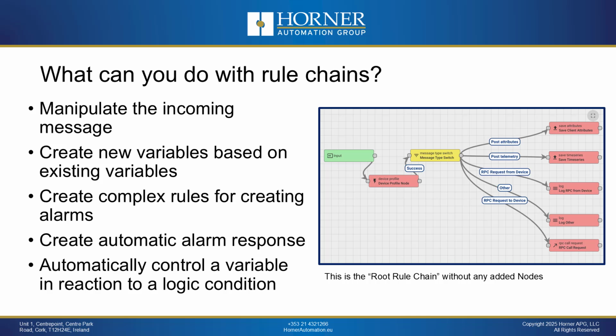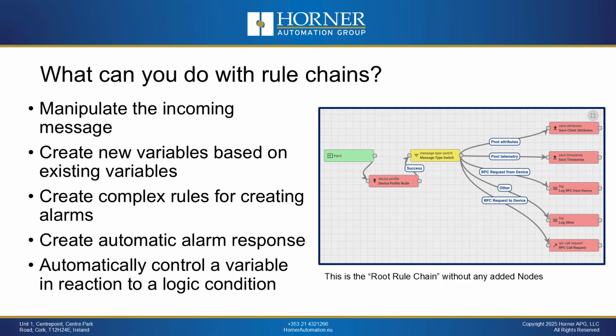There are a lot of advanced things you can do with rule chains. For instance, you can manipulate incoming messages that come into OCS360. You can create new variables based on existing variables. So if you have a piece of pressure data, for instance, that you are sending up to the cloud, you do not have to push both PSI and bar up to the cloud. You can just push one of them and then do a conversion using rule chains right within OCS360 itself. So that is a common type of use.